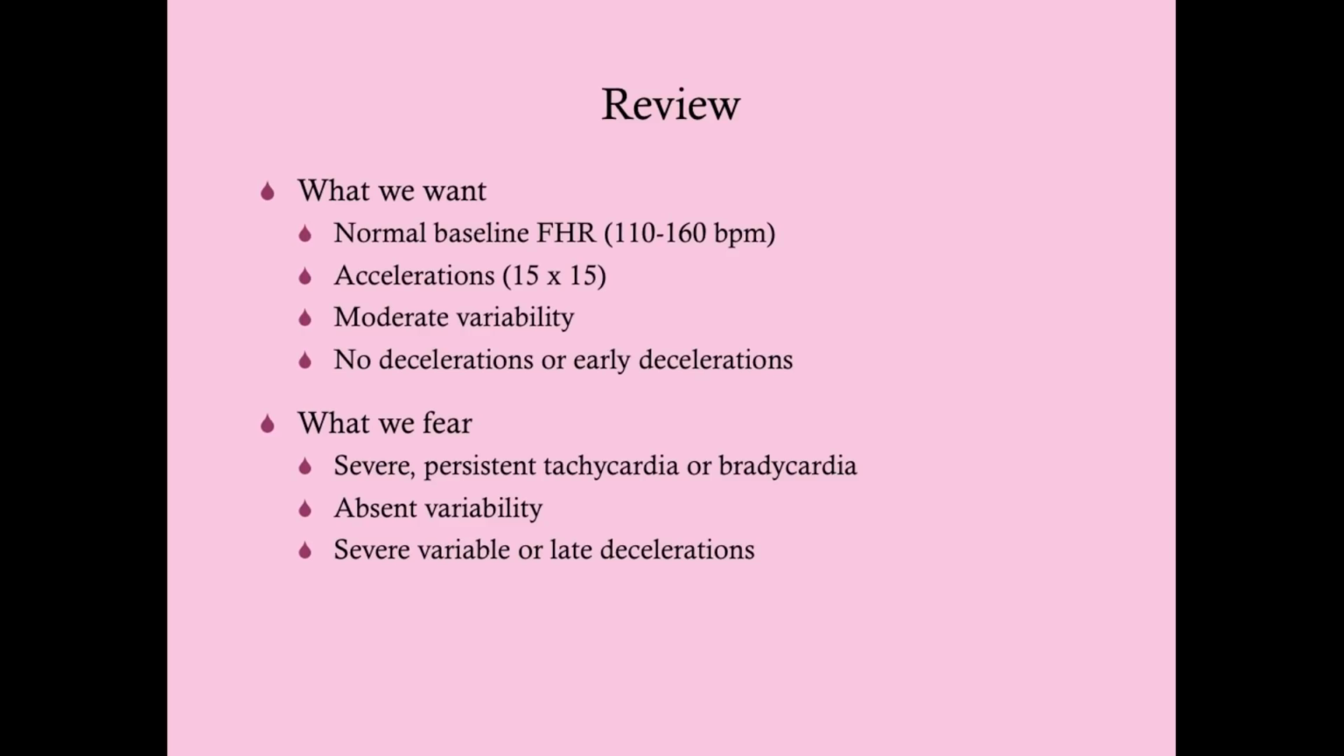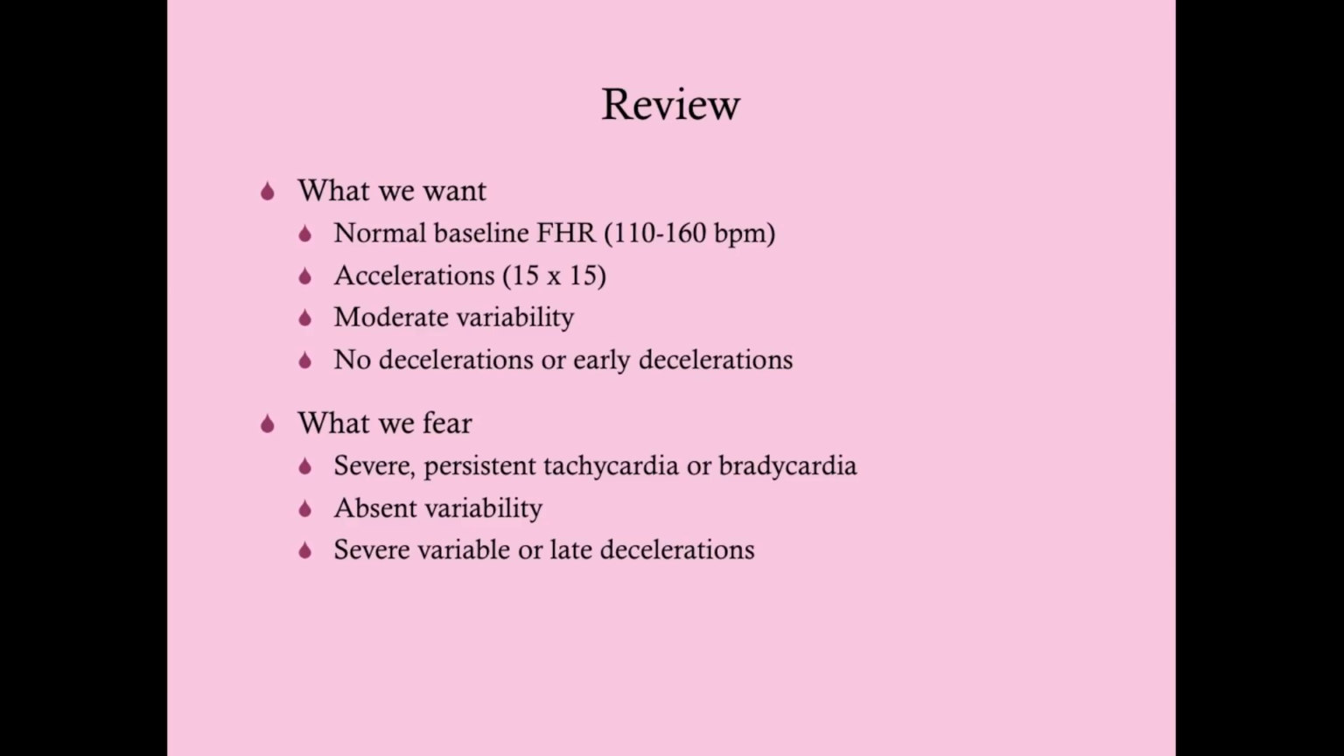So just to review, what do we want? Ideally, if you have to pick out the fetal heart strip and you're delivering a baby, you want a normal baseline fetal heart rate between 110 and 160. You want to see accelerations every now and then.